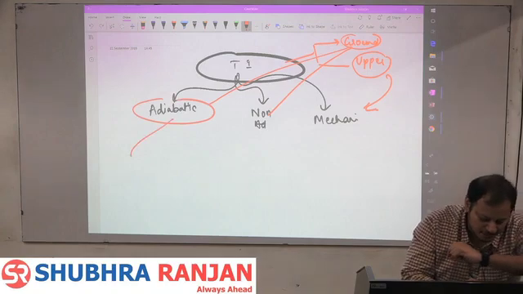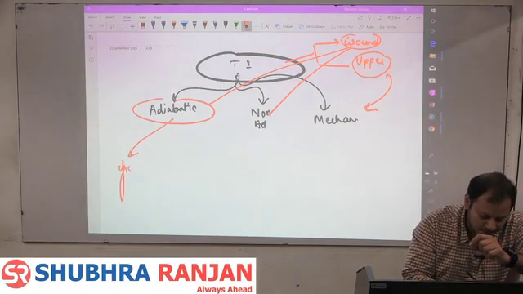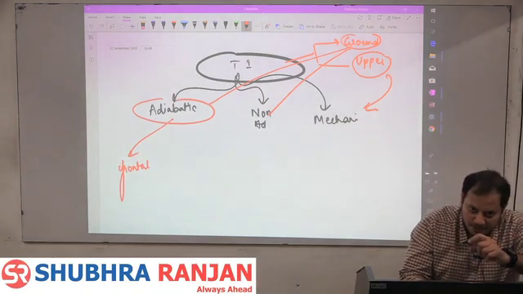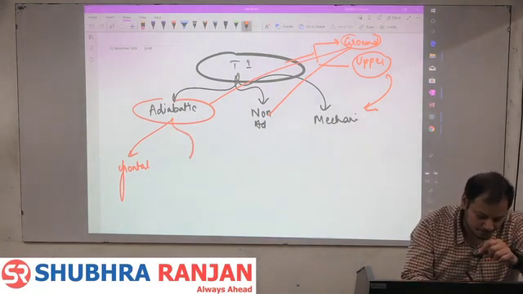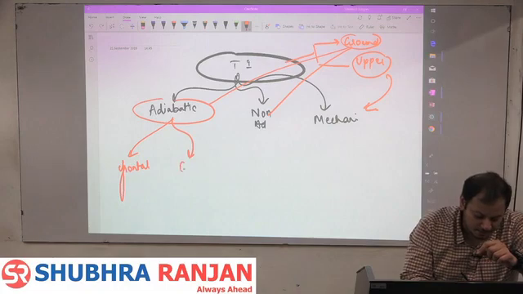Adiabatic inversion is of three types: frontal, which we saw where there are trade winds and westerlies. Then frontal is also known as cyclonic, and surface inversion, which is due to the ocean currents.